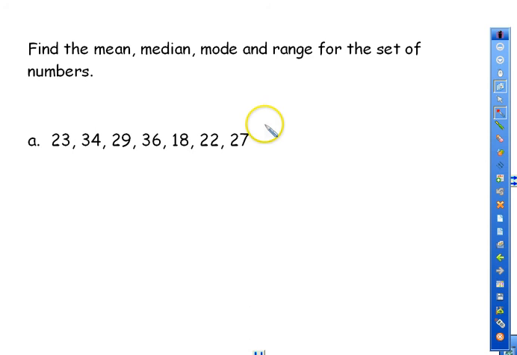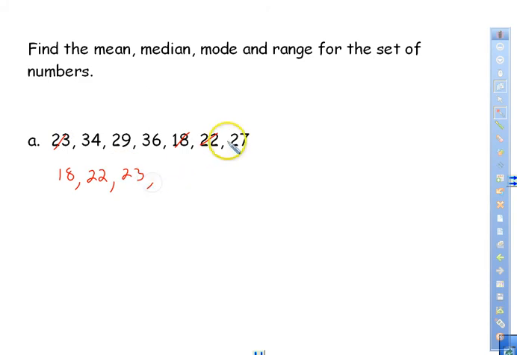And the last one is the mean, median, mode, and range for the set of numbers. So go ahead and solve this. Well, the first thing we need to do, and I want you to get into the habit of this, is certainly writing these in order from least to greatest. So we get 18, 22, 23, 27, 29, 34, and 36.